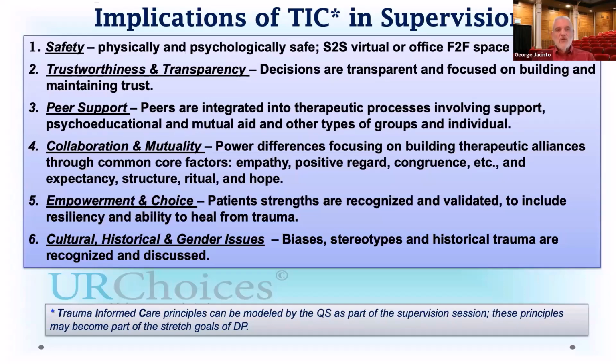And cultural, historical, and gender issues, addressing bias, which is an area we'll talk about a little later in the workshop. Stereotypes and historical trauma are recognized and discussed. This is very critical because sometimes the elephant in the room that we're not addressing may be the key to solving or helping the person come to more of a healing stance in terms of their situation.